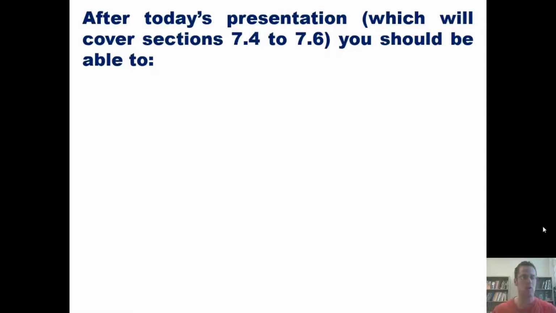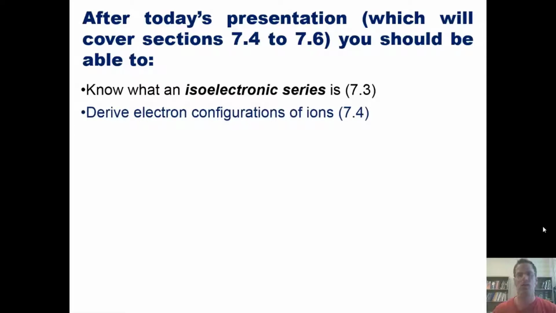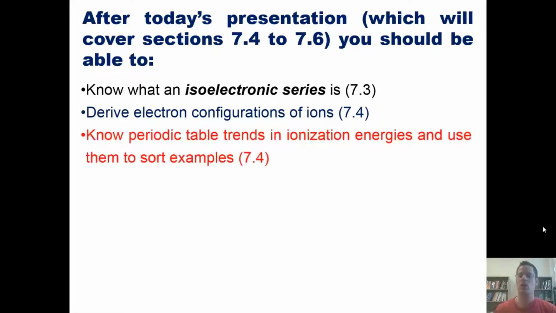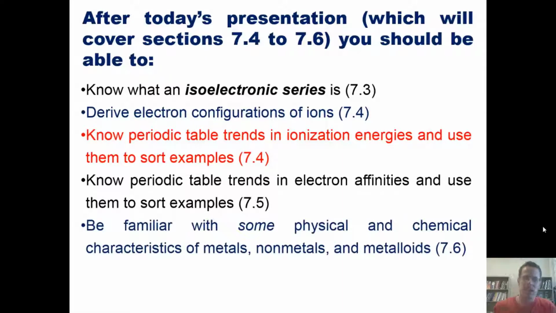After this last set of presentations, which will cover sections 4 through 6 of Chapter 7 and ultimately conclude our coverage of Chapter 7, you should be able to do the following. First, know what an isoelectronic series is. Second, derive electron configurations of ions. Third, know periodic table trends in ionization energies and use them to sort examples. Fourth, know periodic table trends in electron affinities and use them to sort examples. And fifth, be familiar with some physical and chemical characteristics of metals, nonmetals, and metalloids. Note that we will skip sections 7 and 8 of our text.